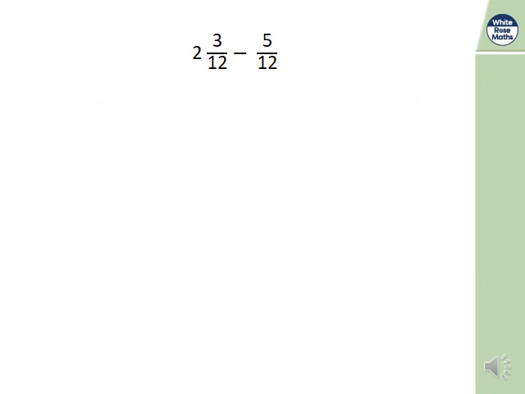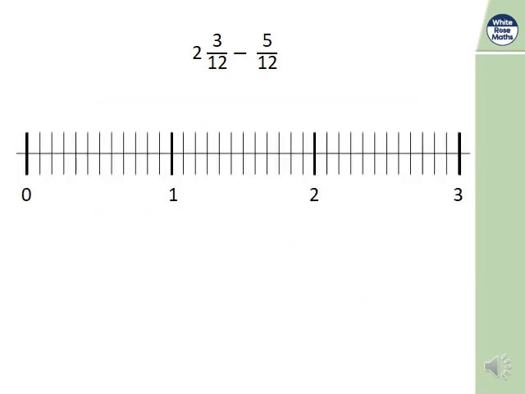So let's look at what comes next. We could look at it a different way by looking at it on the number line. We know here we have our 2 wholes and 3 twelfths because we have our whole numbers here, and we've got 12 markers on the number line, each one representing a 12th. So 2 wholes and 3 twelfths are here. We could then find 5 twelfths on our number line this way, and then we could work out the difference.